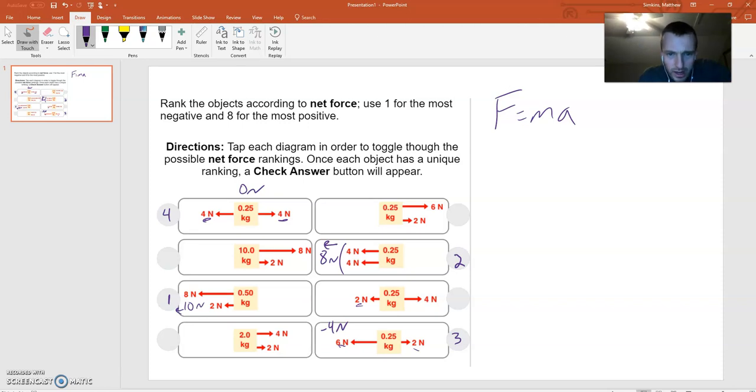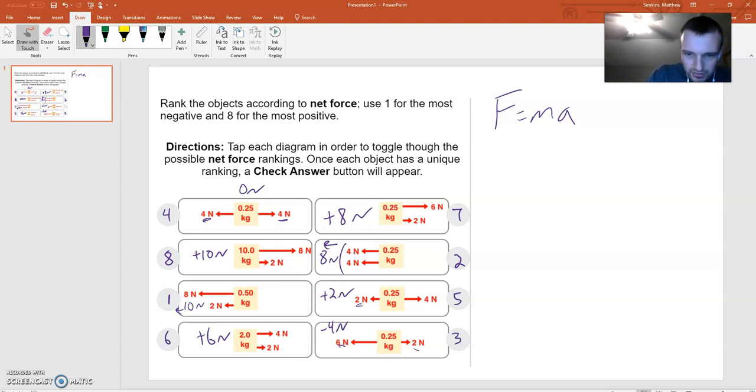Then we keep going. We're looking for positive forces. So this one has a total of positive 10 newtons, or 8 and 2 to the right. This one has a total of positive 6 newtons. This one's got a total of positive 2 newtons. And this one's got a total of positive 8 newtons. So we just got to work our way through that. So let's see. It says number 8 is the most positive, right? So number 8 would be this one, the most positive. And then this one would be number 7. And this one would be number 6. And this one would be number 5.